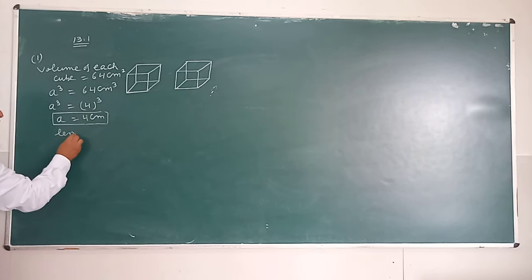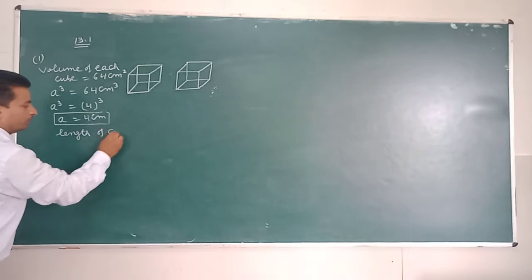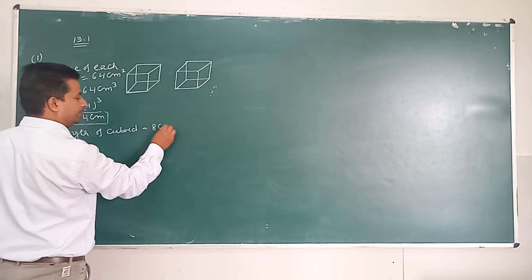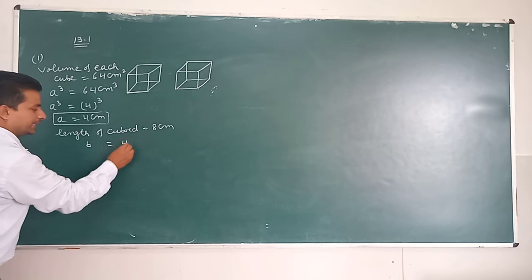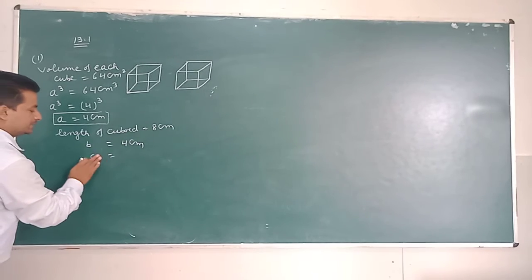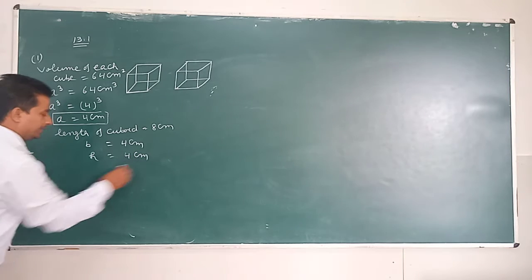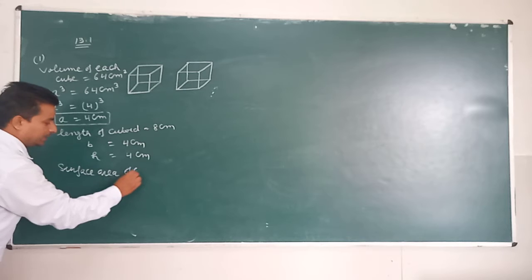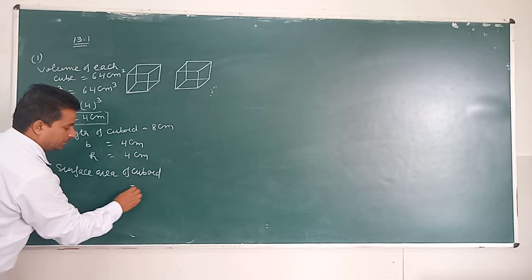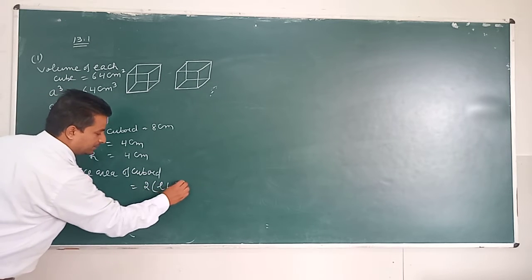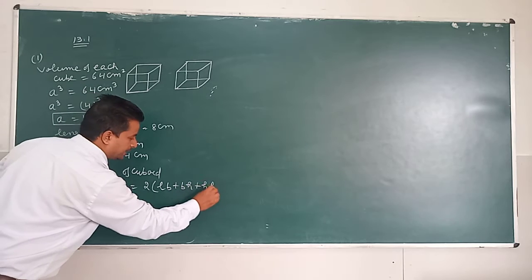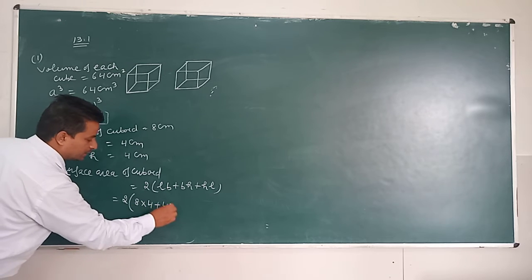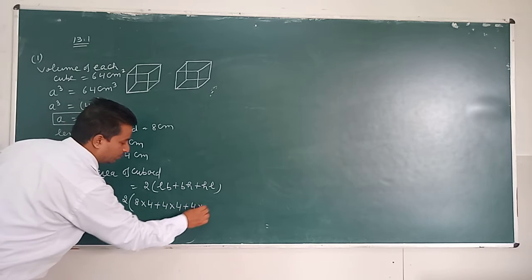So the cuboid, the length of cuboid is 4 plus 4, this means 8, and its breadth is same 4, its height is same 4. So its surface area of cuboid is twice of length times breadth plus breadth times height plus height times length. This means 2 into length 8 into 4 plus 4 into 4 plus 4 into 4.